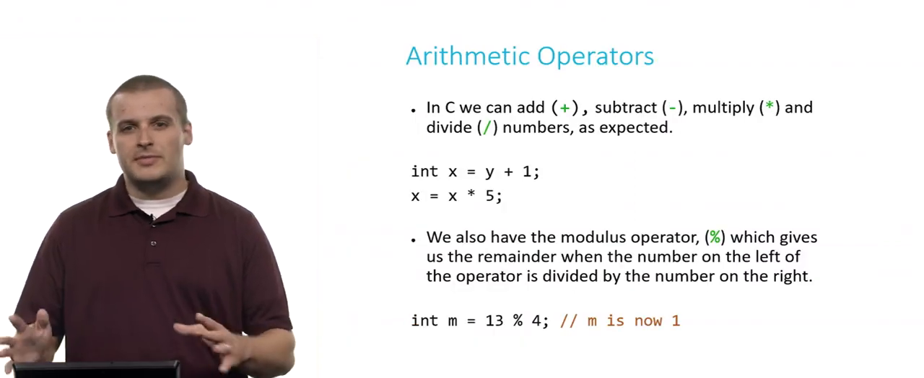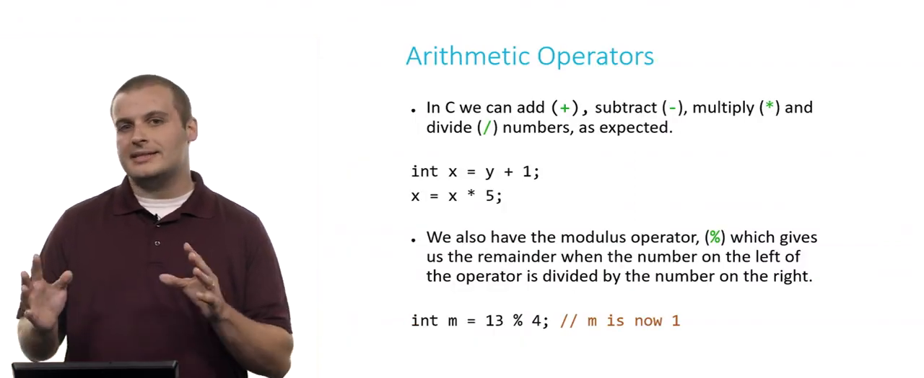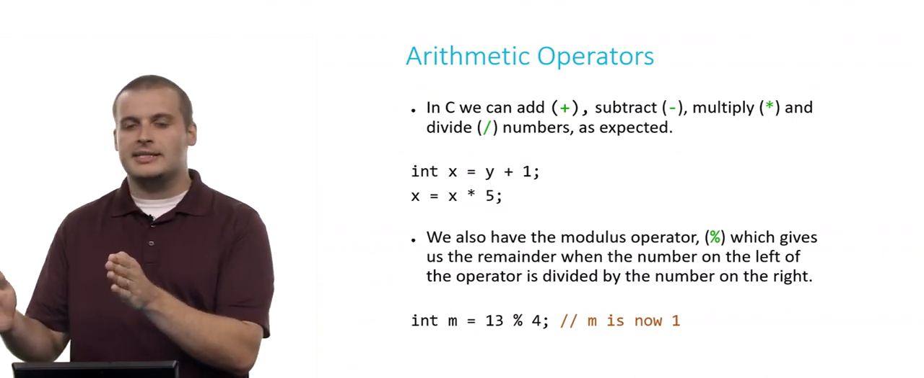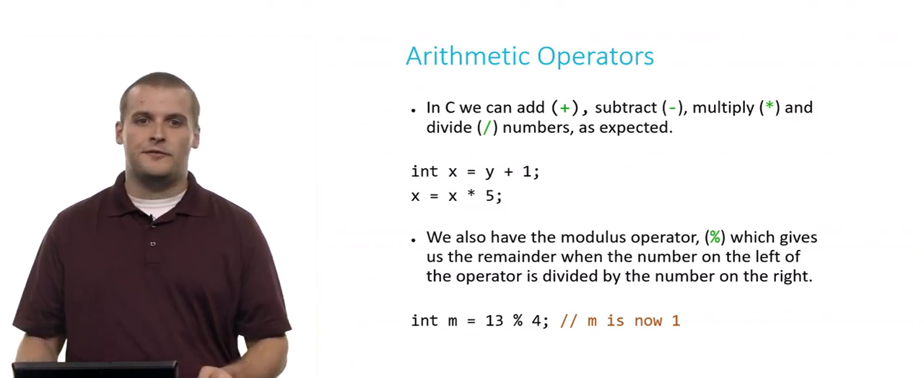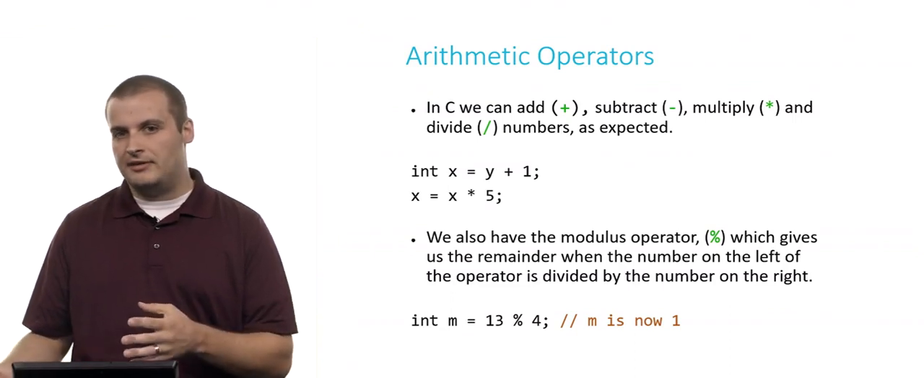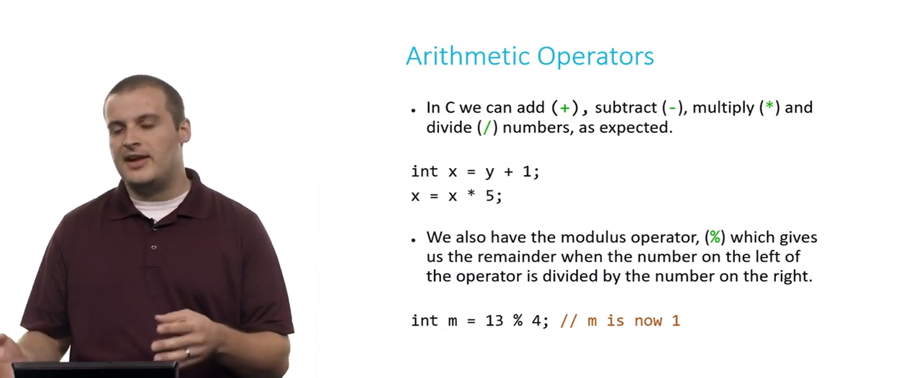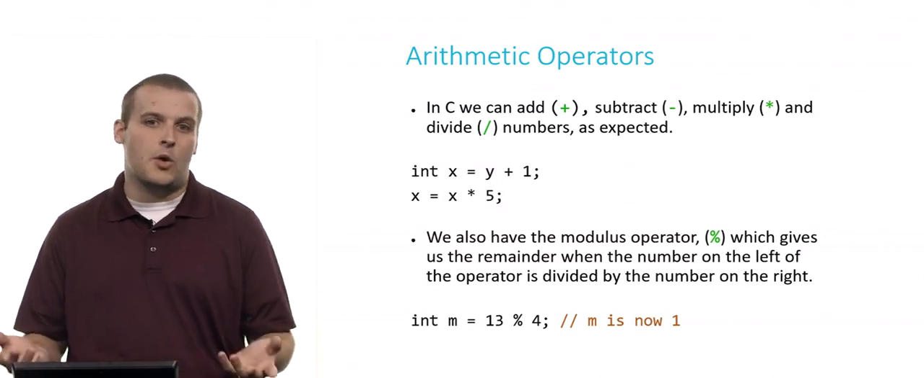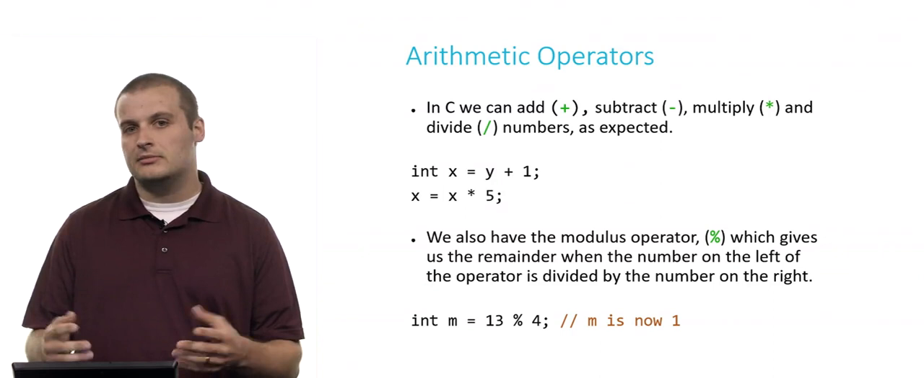Now, it's maybe a little confusing, but the way that assignment works in C is the value on the right gets assigned to the value on the left. So first we evaluate x times 5, so 11 times 5 is 55, and then we store that value in x. The 11 that was there before is now overwritten, and so x's value is now 55.